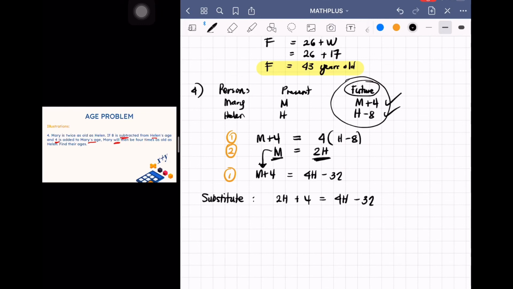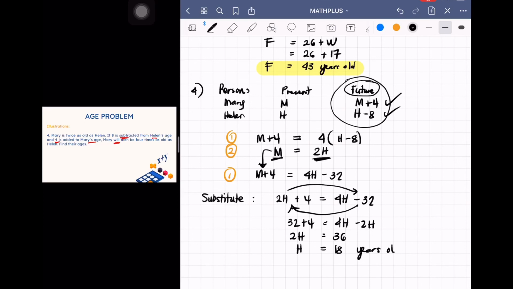In that way, I can transpose this to the right and then the constant to the left. So I'll get there 32 plus 4 equal to 4H minus 2H. Therefore, you have here 2H, switching the two sides of the equation, so I'm just flipping it. So you have 2H equal to 36. And dividing both sides by 2, we get Helen's age to be equivalent to 18 years old.